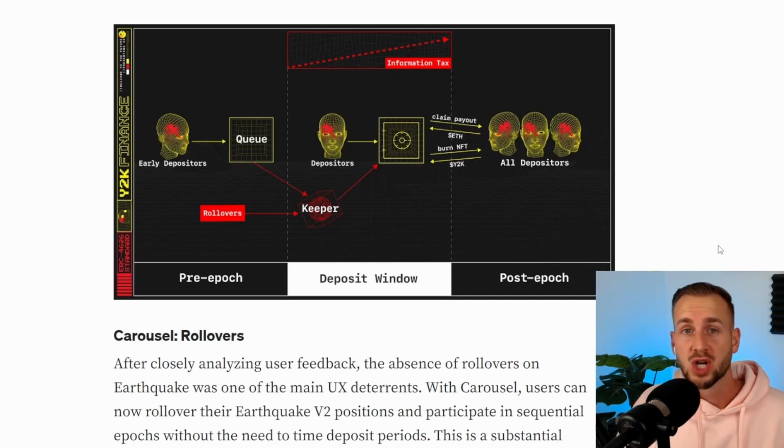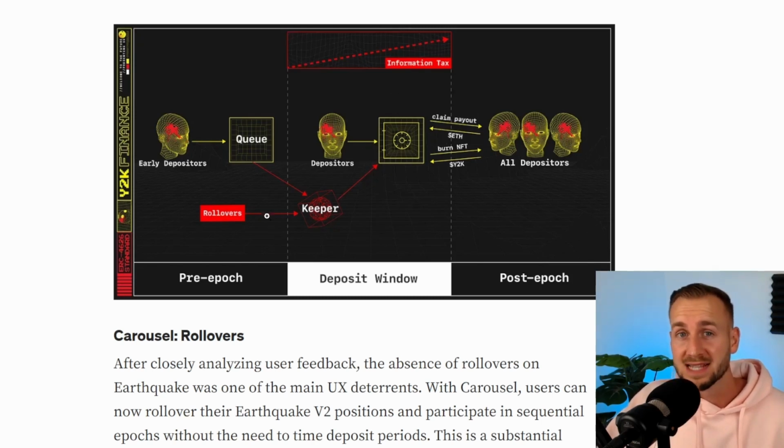Now the keepers do charge a small fee for the transaction cost of executing this, but another advantage of using these keepers is the fact you will now be deposited into the deposit window during the first few blocks. And as you can see from the information tax here, this will reduce the amount of information tax you have to pay. This is another new feature from V2 we'll talk about in just a second.